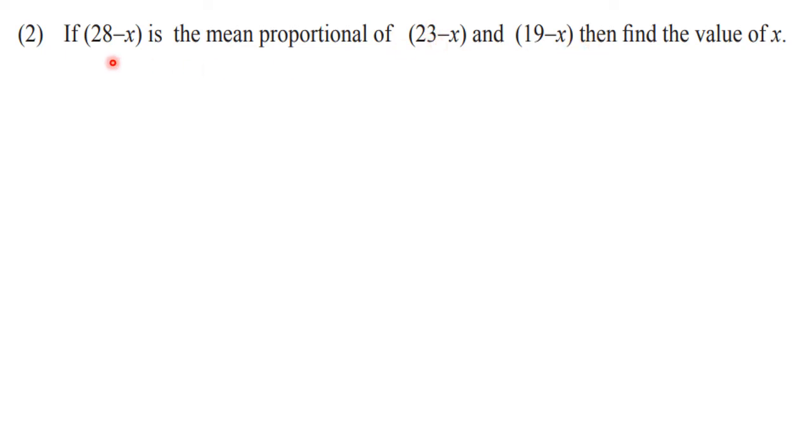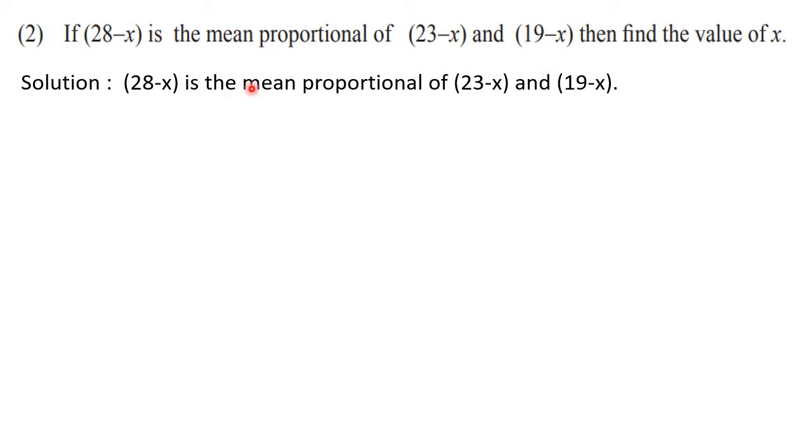So B square is equal to AC, that we know. That means 28 minus x the whole square is equal to the multiplication of these two numbers. You have to be very careful here. So 28 minus x is the mean proportional of 23 minus x and 19 minus x. That is the statement from the question.